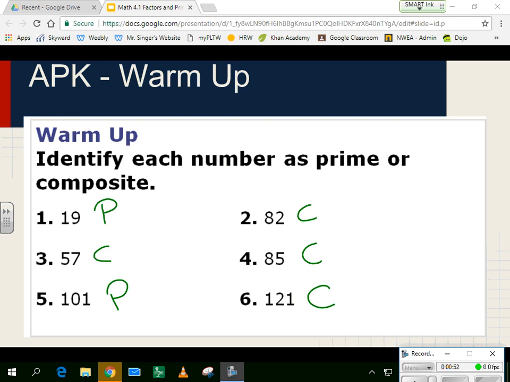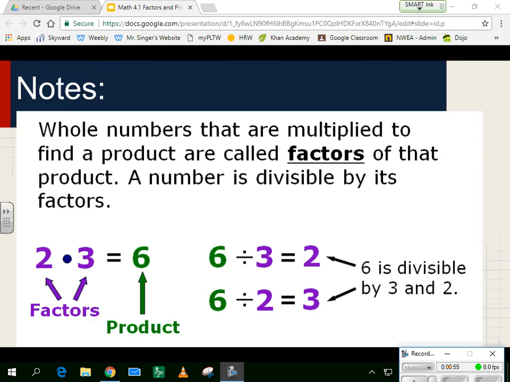Okay, now that our brains are warmed up, let's get into today's lesson. Let's start with some notes. What's a factor? What's a product? What are these? How are these numbers connected with division? Well, whole numbers that are multiplied together, we call those factors. The result you get of those 2 factors is a product.